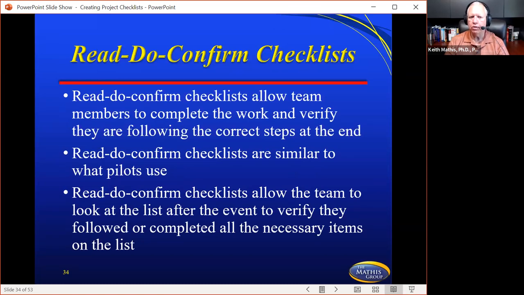There's also what's called a redo confirm checklist. Redo confirm checklist allows the team members to complete the work, verify that they're following the correct steps at the end. Redo confirm checklists are similar to what pilots use. They also allow the team to look at the list after the event to verify they followed or completed all the necessary items on the list. So it just confirms that we've done what we're supposed to do, and that should give us an opportunity to get that situation going in the proper direction.